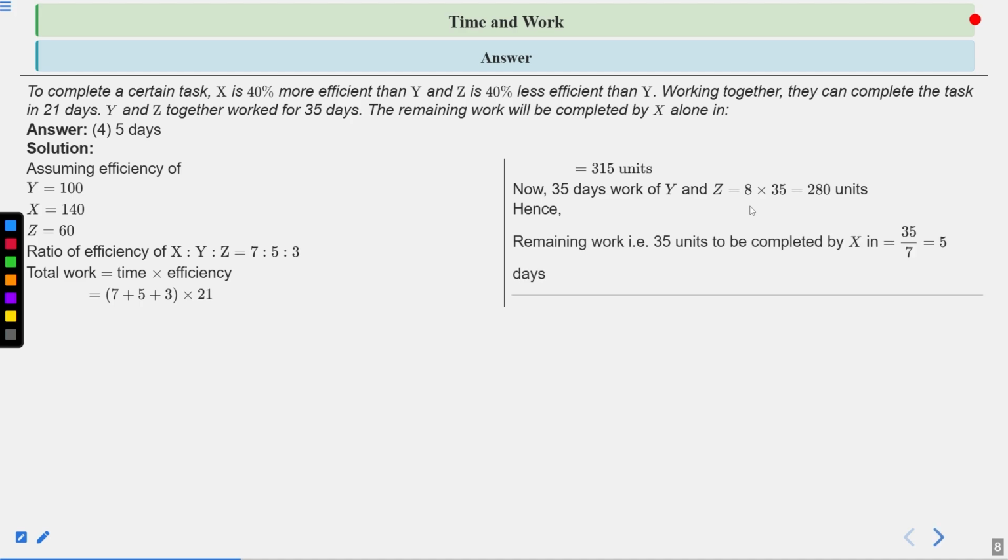Hence, the remaining work will be, so we subtract it, 315 minus 280. We get 35 units of work remaining, and this 35 units of work will be completed by X, and the efficiency of X is 7 units. So we get the number of days: 35 divided by 7, we get the number of days taken by X to complete the remaining work, which is 5 days. So the fourth one is the correct answer of this question. Next one.